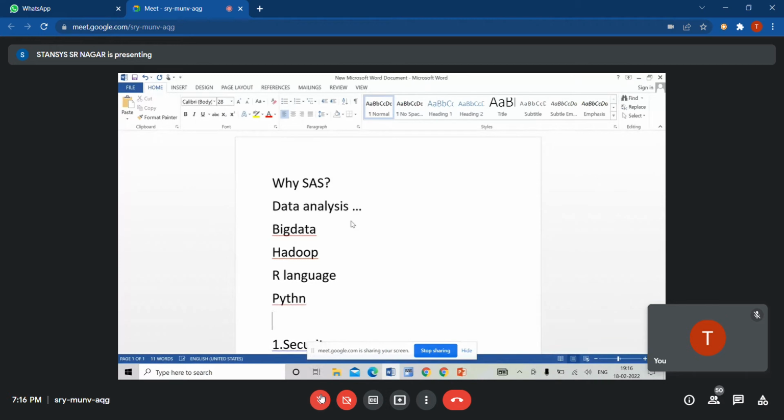So guys, these are the data analysis tools. But why are we using SAS? SAS is the one and only licensed, secure data analysis tool. These four tools are the open source tools.